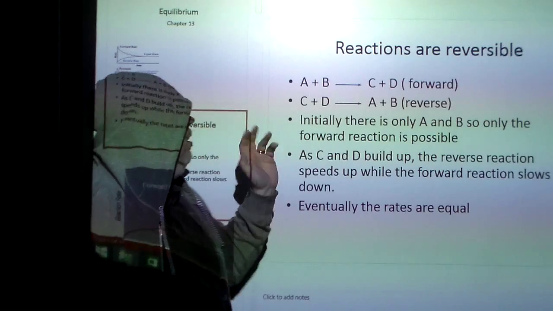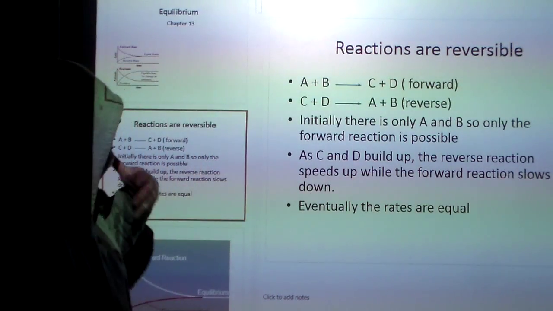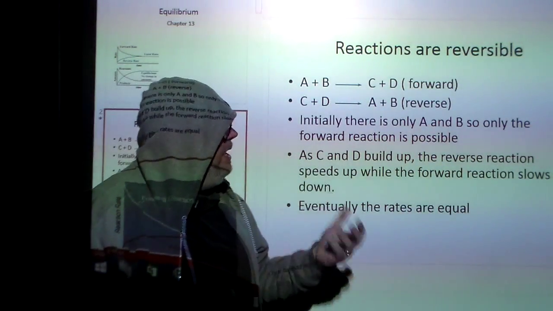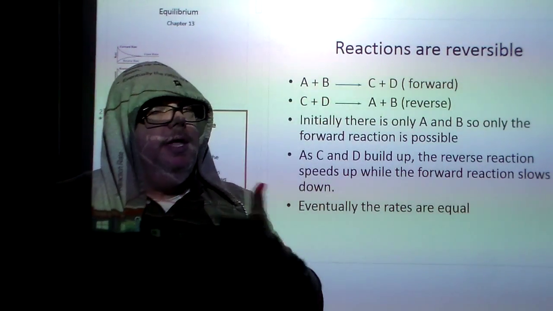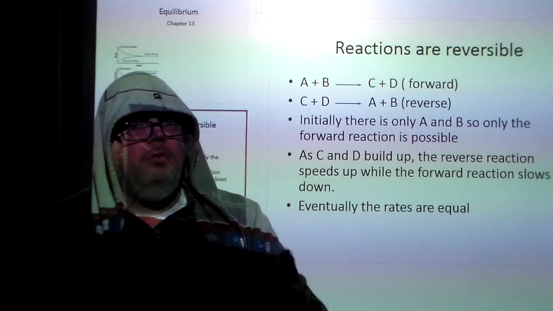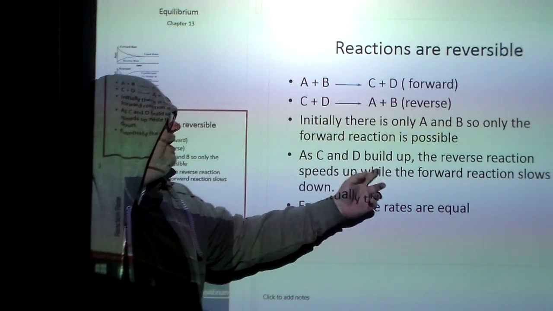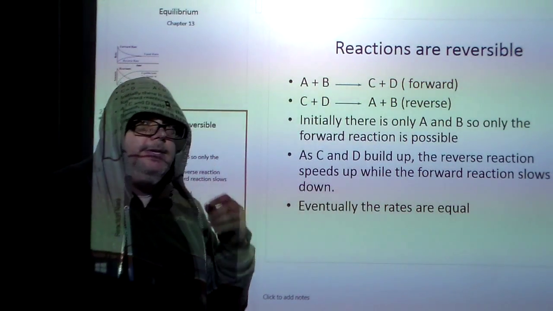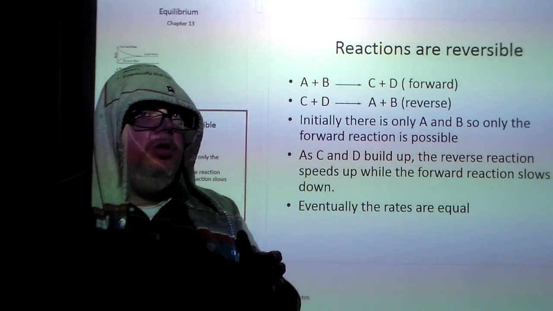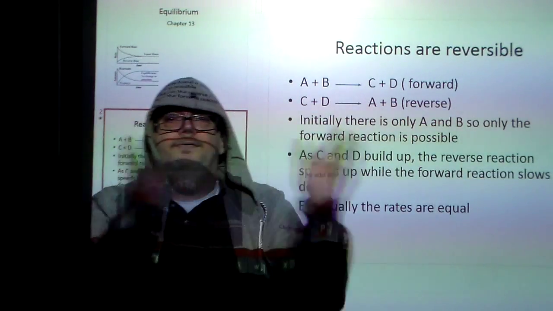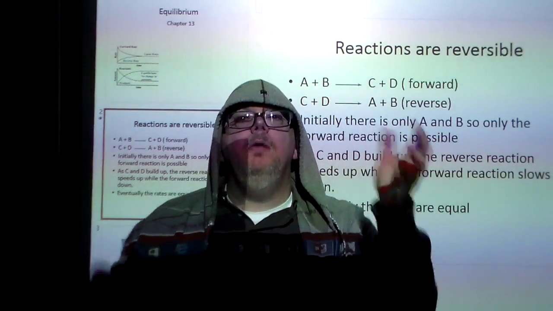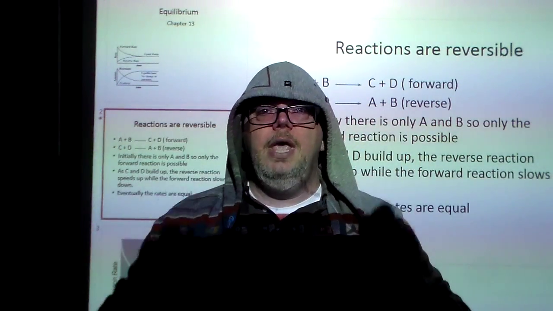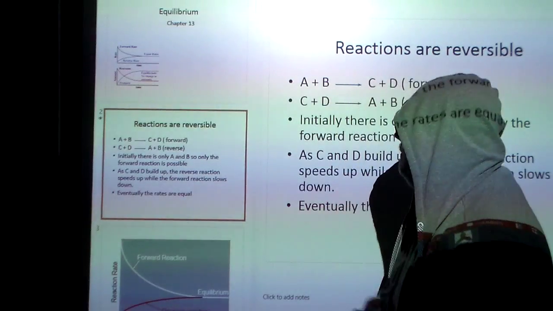Now, originally, the idea is that if there's only A and B at the beginning, only the forward reaction is possible. You're not going to get a backwards reaction. You won't have a reverse reaction until C and D build up. That's the idea. Now, the idea about equilibrium, that the rate of going back and forth, I whip my hair back and forth, that it comes and it's equal. That's the idea when we talk about rates.